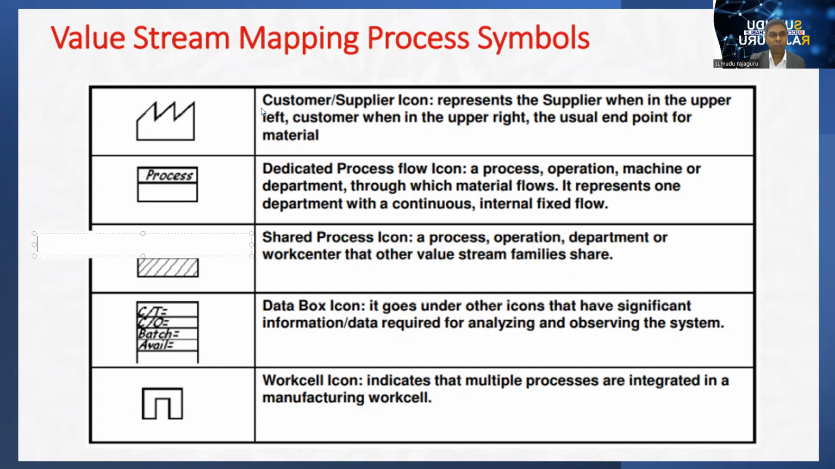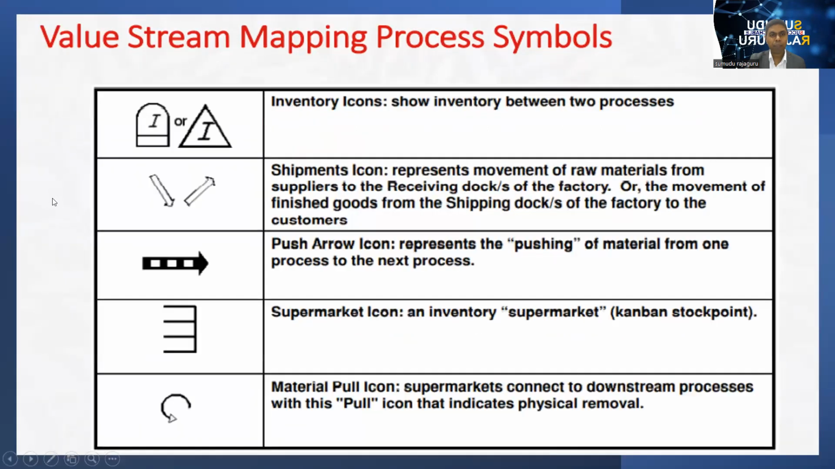Right. We'll move to the next part. This is actually used to illustrate the WIP inventory. This is called the inventory icon. There are 2 icons, but most of the time we use that triangle.